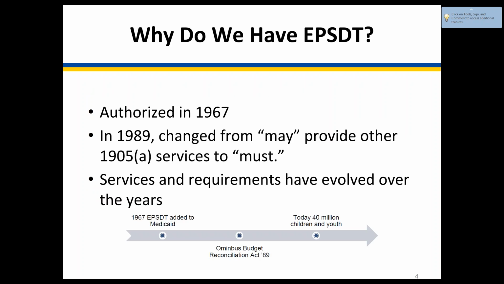Next slide, please. So why do we have EPSDT? The EPSDT benefit was authorized in 1967 to ensure that children receive the medically necessary services they require in alignment with the right care to the right child at the right time in the right setting goal of EPSDT. And in 1989, the statute changed the language from may provide other 1905A services to must provide 1905A services in an effort to more firmly reinforce the assurance of children receiving the medically necessary services they require. Next slide, please.